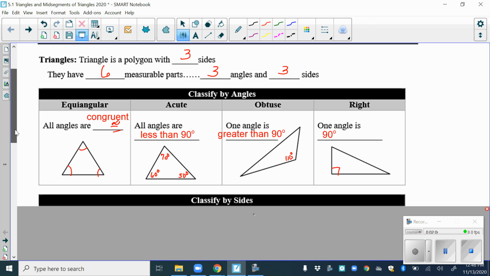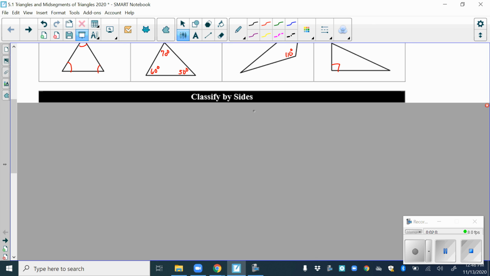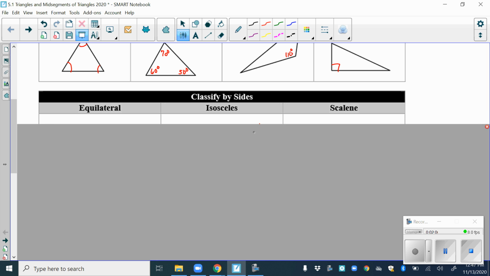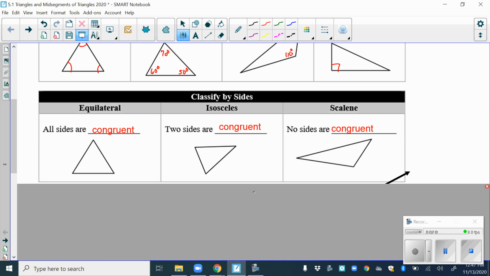You can also classify a triangle by its sides. We have equilateral, isosceles, and scalene. Equilateral, all sides are congruent. Isosceles, 2 sides are congruent. So maybe I have single tick marks on those 2 sides, but a double set of tick marks down here to show it's a different measurement. Scalene, no sides are congruent. So I don't have any tick marks to show me that any sides are the same length.